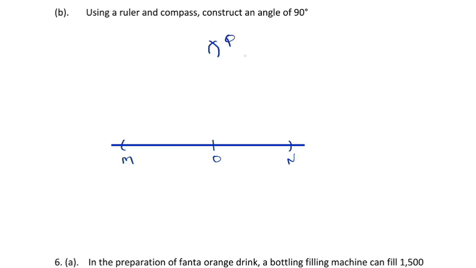Next, using the ruler, connect points O and Q. Then angle QOM is a right angle. So our angle is constructed. Also, we can verify the result by measuring angle QOM using a protractor.